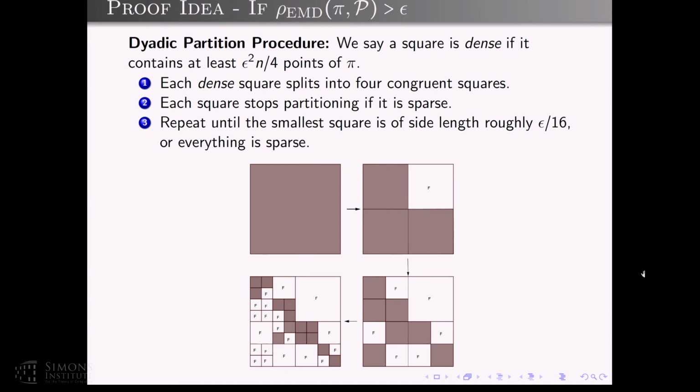So we continue splitting all the dense squares into congruent subsquares, and the whole procedure stops when all the squares become sparse, in which case I cannot do any movement anymore, or when the smallest square has side length linear in epsilon, some small constant times epsilon. If we imagine the whole dyadic procedure, towards the very end the unit square gets partitioned into sparse squares of different sizes and some small dense squares. And all those dense squares have side length exactly epsilon over 16. So it becomes a picture that looks like this.